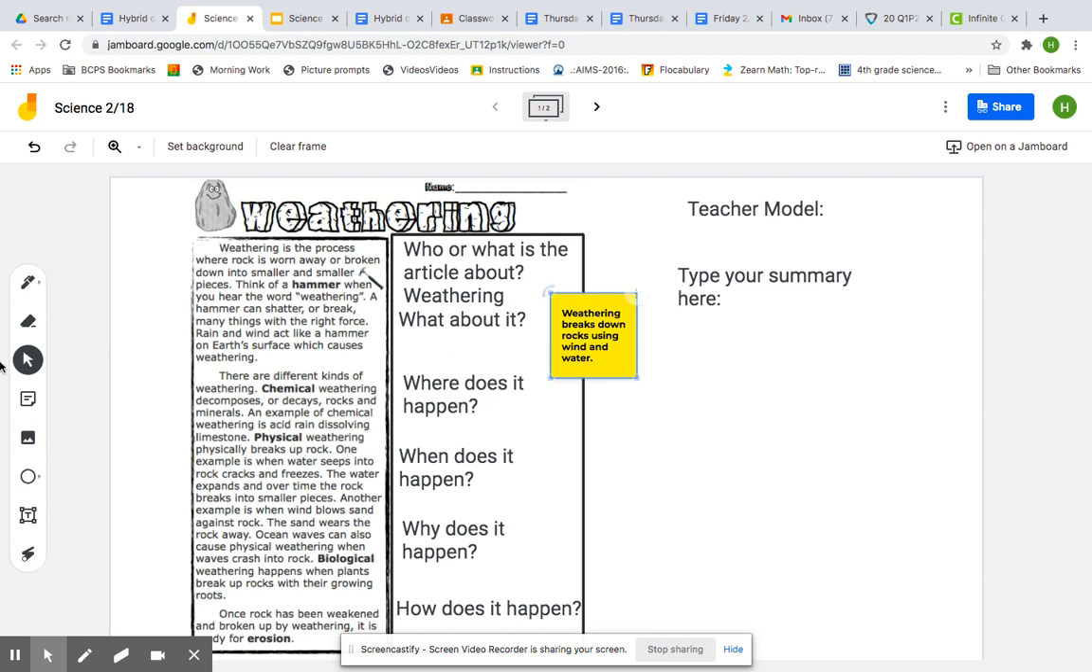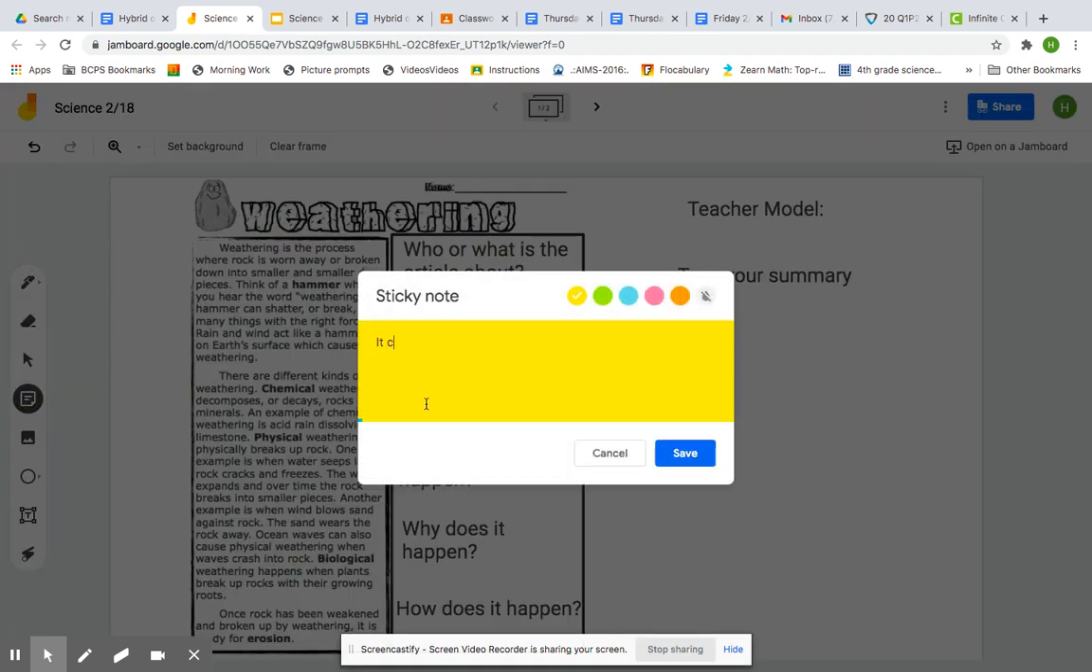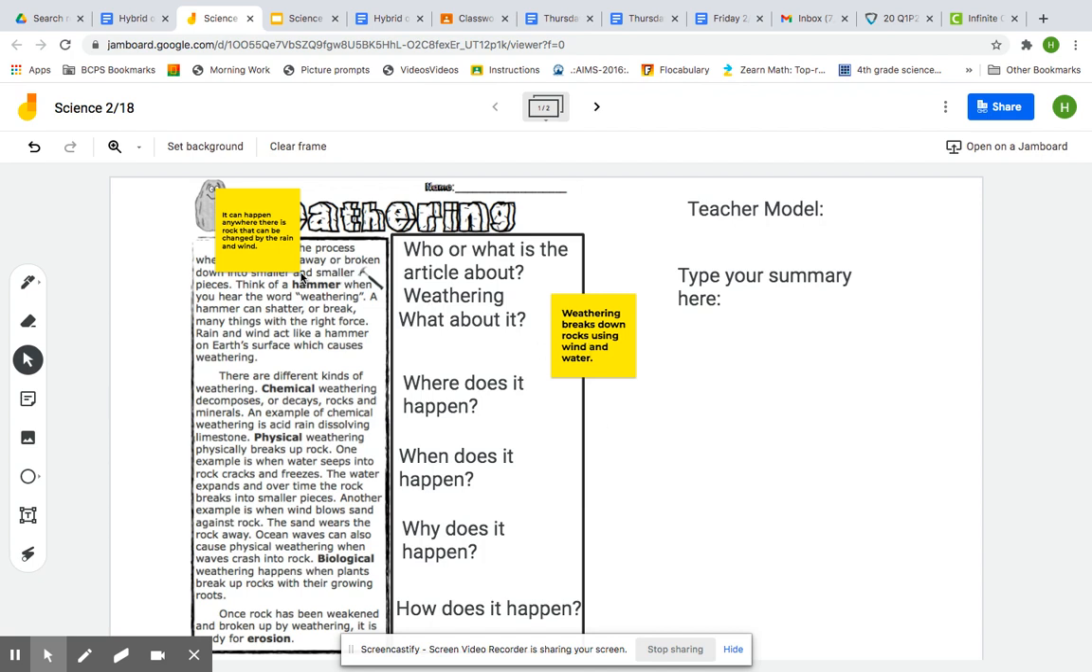So, where does it happen? It can happen anywhere there is rock that can be changed by the rain and wind. I'm going to move that sticky note here.